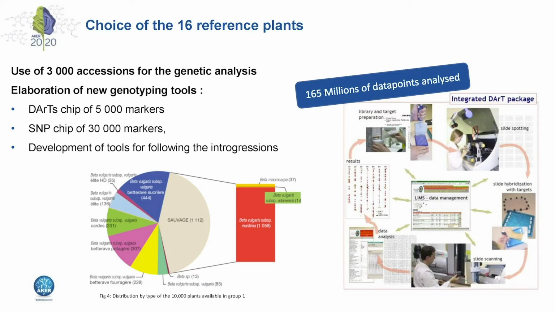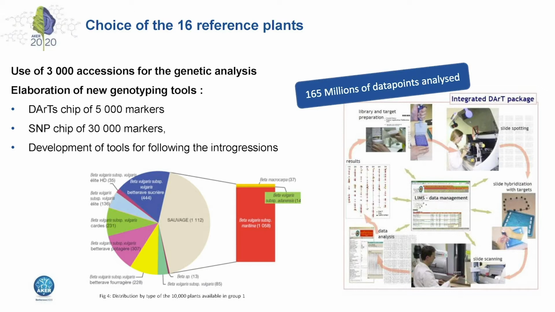From all this data, a list of 3,000 accessions has been drawn up, the distribution of which you can see here in terms of species and subspecies. This sampling was done by geographical representation, covering all the countries in which wild Beta maritima, Beta macrocarpa and Beta adanensis are found, and by biological representation.